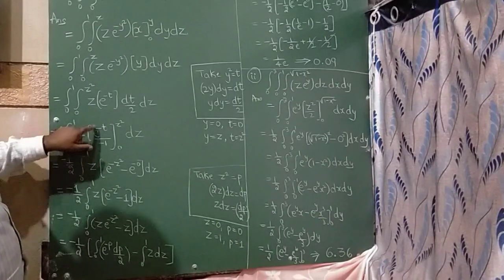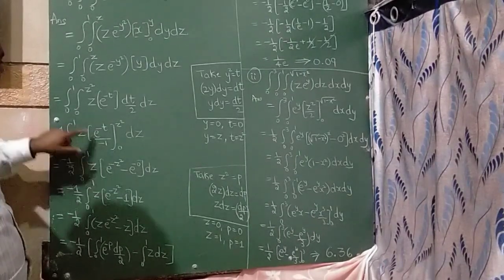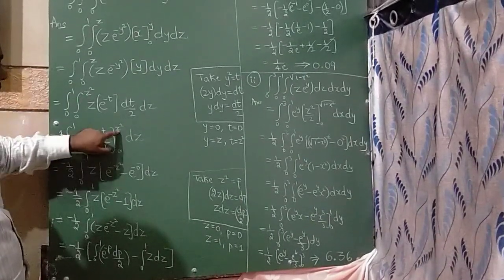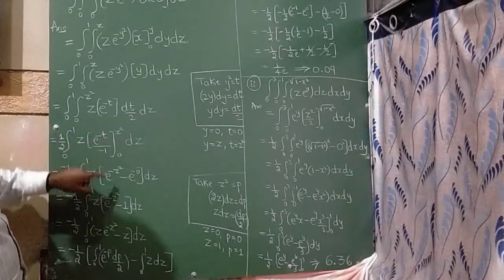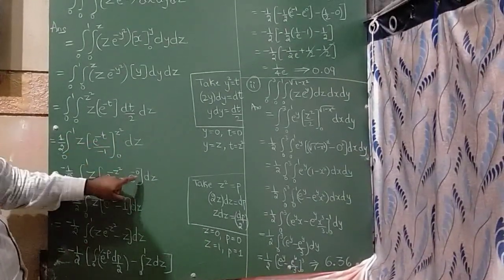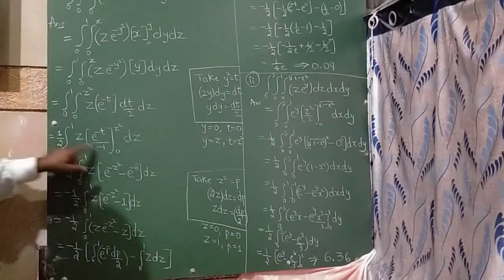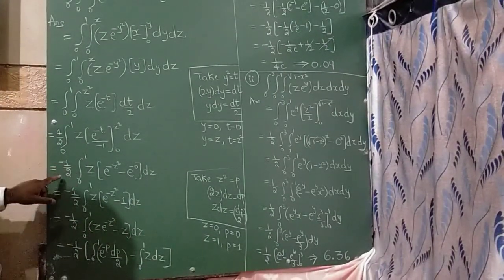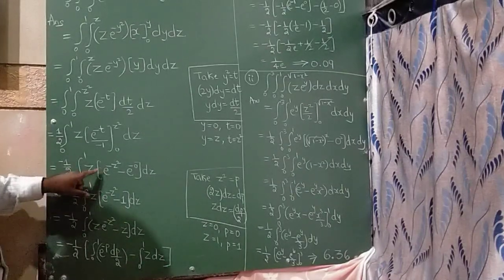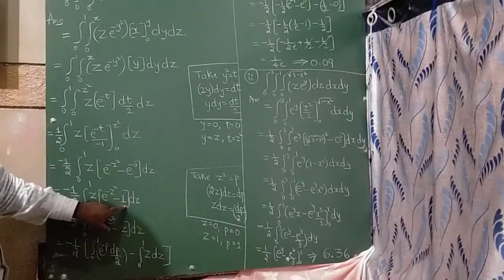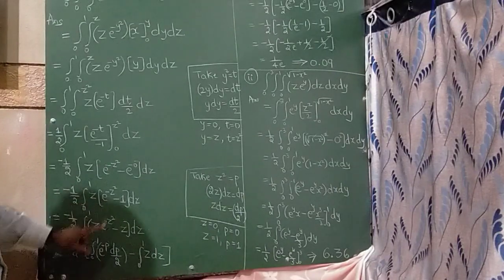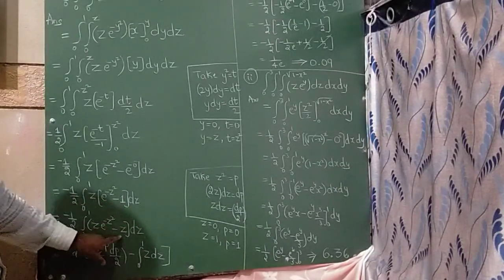So I will get e raised to minus t divided by minus 1. The range is 0 to z square. In place of t I'm going to substitute z square and in place of t I'm going to substitute 0. Fine. Now this minus I have taken outside, minus 1 by 2, and this e raised to 0 will become 1. I am going to multiply this with this, and z into 1 is z.